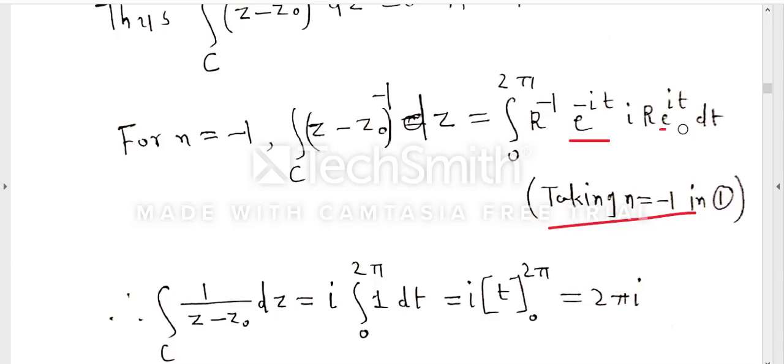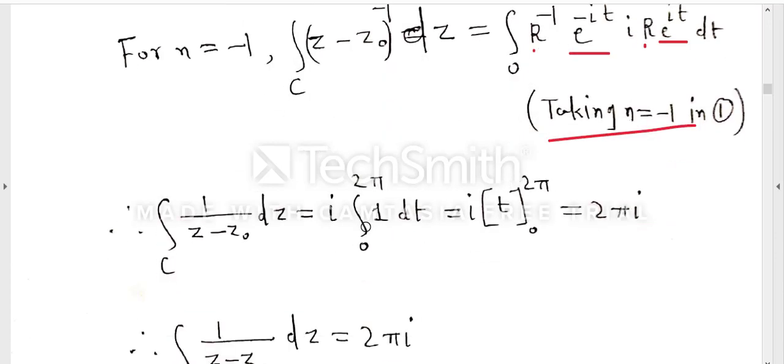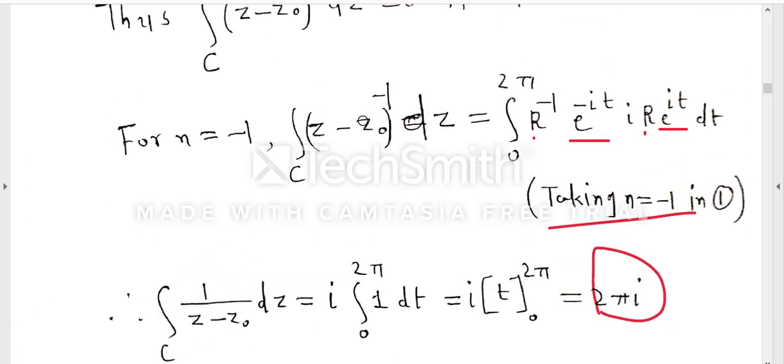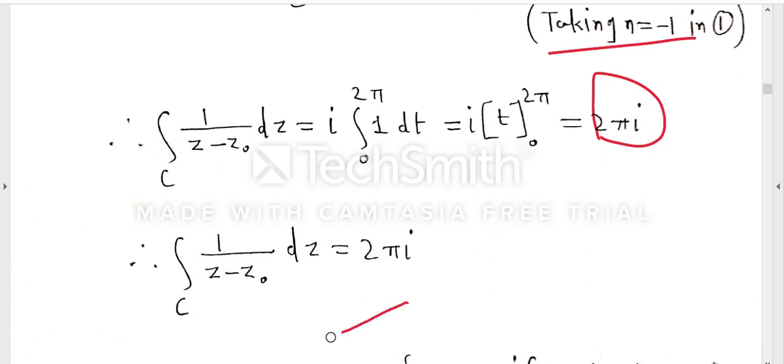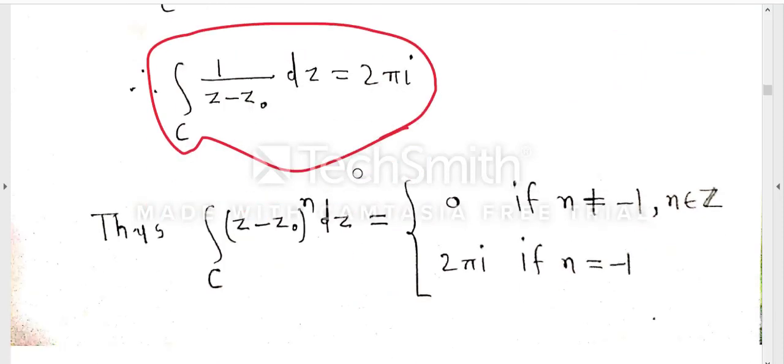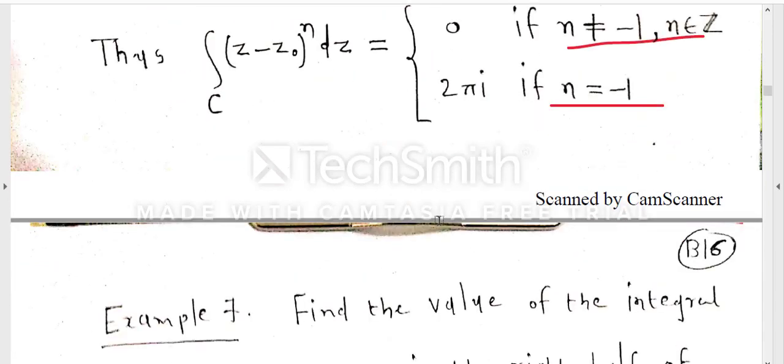So you can see this is going to be e to the power 0, that is 1, r to the power 0, that is 1. So we will have i and integral from 0 to 2 pi, integral of 1. So it is going to give me 2 pi i. So if n is minus 1, this is 1 upon (z minus z0). So if n is minus 1, value of integral is 2 pi i. So if n is different from minus 1, value of integral is 0 along the circle, and if n is minus 1, value of integral is 2 pi i.